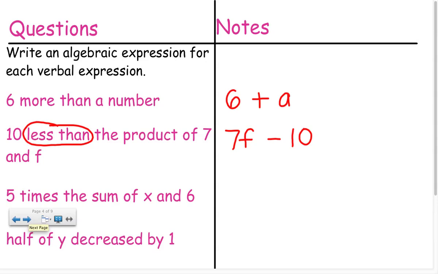5 times the sum of x and 6. That means, like we did on our last slide, x and 6 needs to be grouped together, and then we want to multiply that by 5. That one's a little bit tricky. And then half of y decreased by 1. So if I take 1/2, remember the word of is multiply, y, I could put the multiply sign in there if I want to, but I don't need it, decreased by 1.